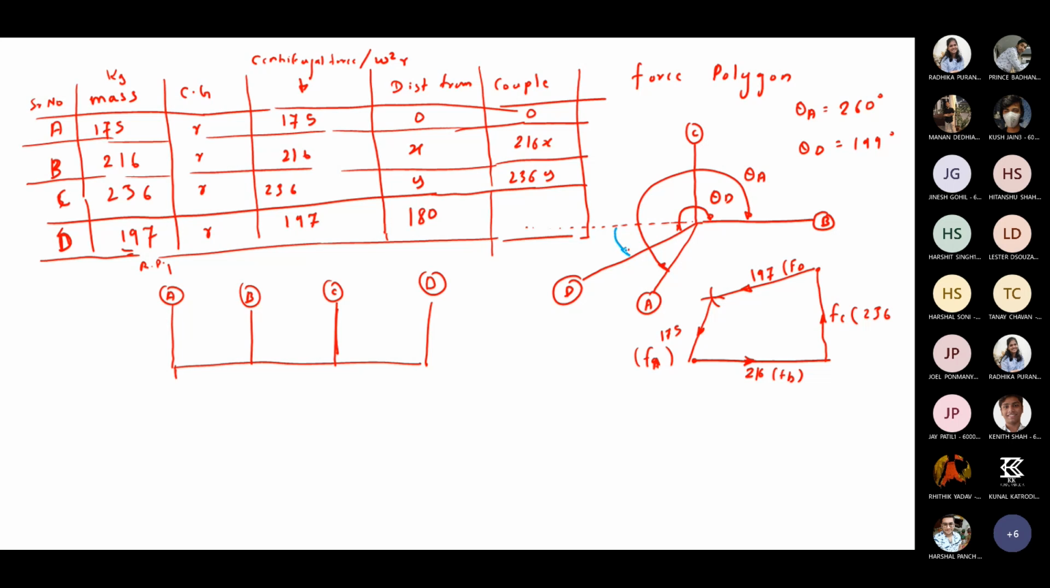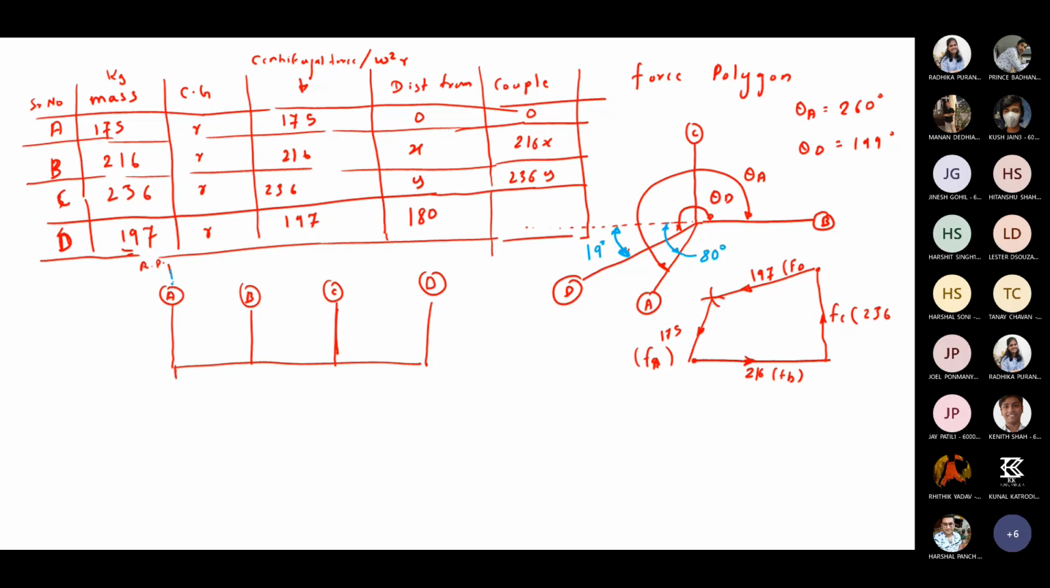So what is the angle made by mass D with the horizontal? This blue arrow which I marked. Can you tell me what is that value? 19, sir. 19D. Okay. Similarly, can you tell me what is the angle made by A with the horizontal? 80. 80 degrees. Okay. Now you have the angular position, and you have the couples.